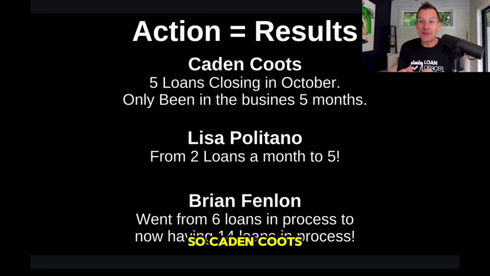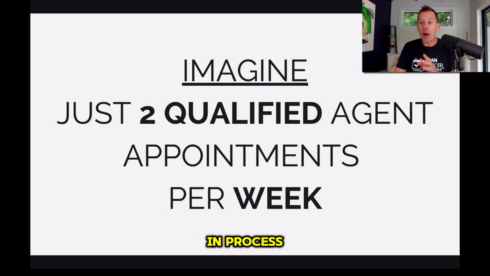So Caden Coots has 5 loans closing in October, and he's only been in the business for 5 months following this system. Lisa Politano went from 2 loans a month to 5 loans this month. Brian Fenlon went from 6 loans in process to now having 14 loans in process.